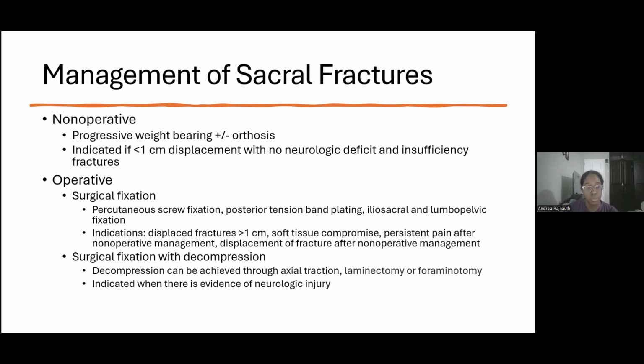Some of the options include percutaneous screw fixation, posterior tension band plating, iliosacral and lumbopelvic fixation. This is indicated in displaced fractures greater than 1 centimeter, if there's soft tissue compromise, persistent pain after non-operative management, or displacement of the fracture after non-operative management. You can also do surgical fixation with decompression, which can be achieved through axial traction, laminectomy, or foraminotomy. This is indicated when there's evidence of a neurological injury.